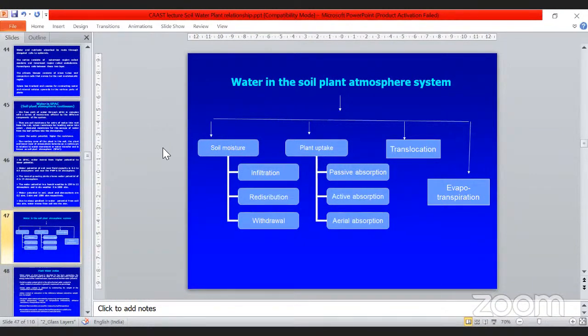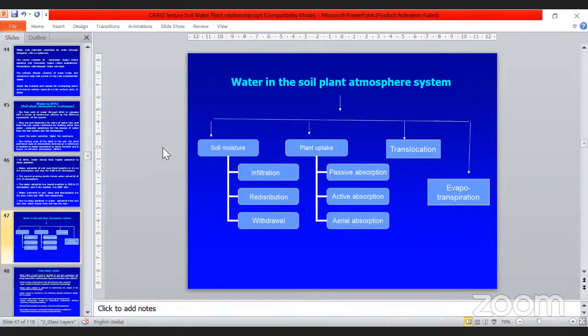Withdrawal means that water is uptaken by the plants, maybe by the roots or maybe by the leaves, because the soil moisture is available. Whereas when the plant takes up water, there are three types of absorption: passive absorption, active absorption, and aerial absorption. We can see how the water is passively absorbed from the soil into the plant, and from the plant to the atmosphere again.